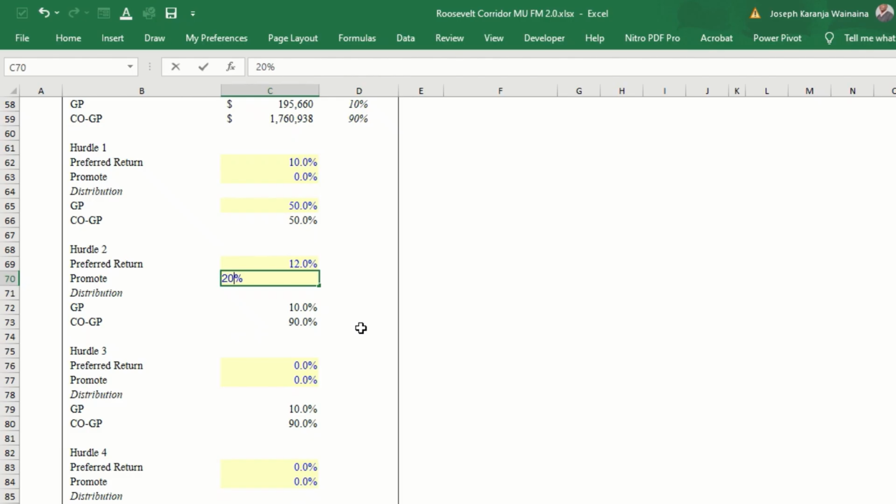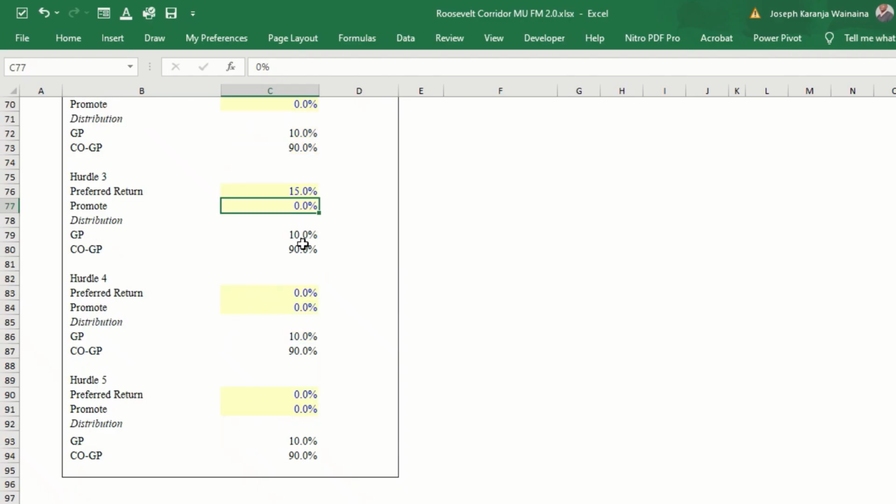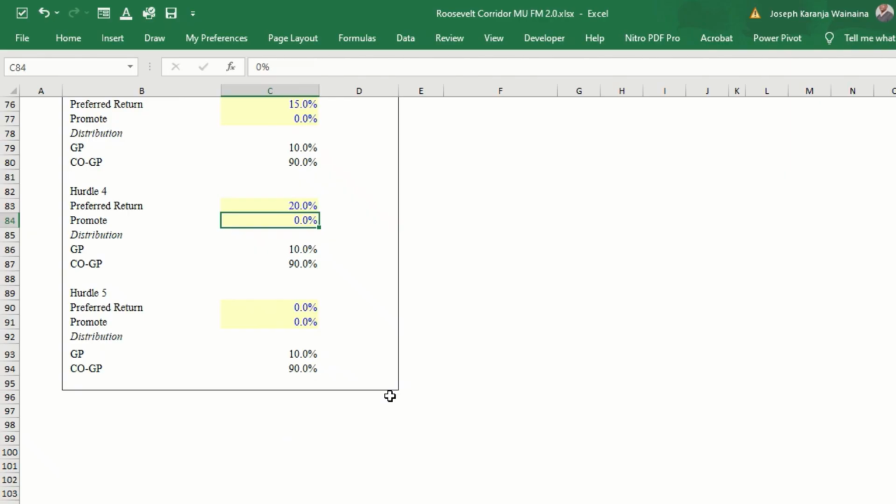If I was to say 20%, you can see the ratio will now change based on the promote. So all this will affect the waterfall distribution. If I were to say this one 15%, and the promote is 0, 10/90. Let's say this one should be 20%, then distribution should be 10/90. You don't have a promote for this section, all the way up to the last hurdle.